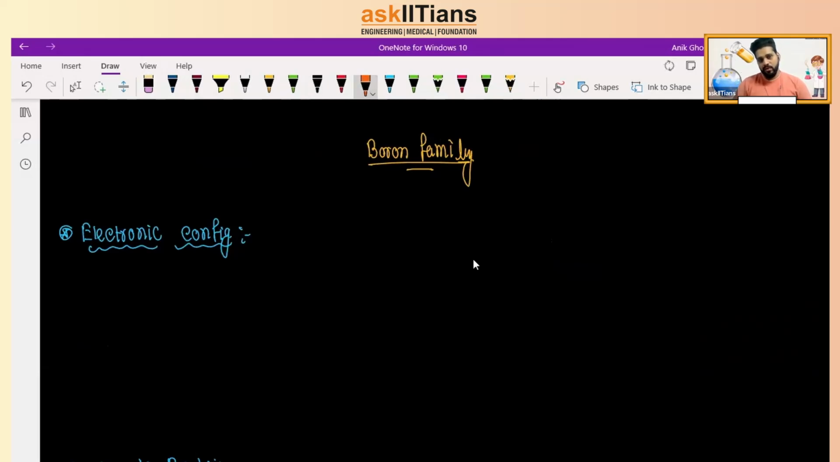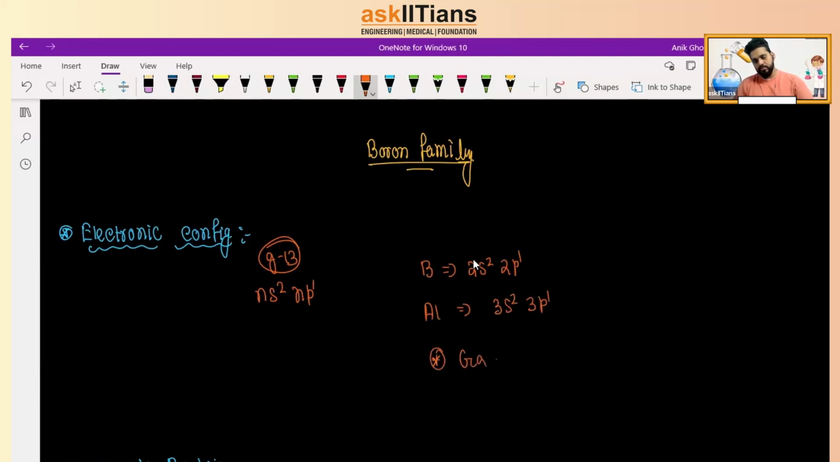It is going to be ns2 np1 for group 13 elements. If I'm talking about the boron family only, group 13 elements, ns2 np1 is the electronic configuration. For boron it is 2s2 2p1, for aluminium it is 3s2 3p1, for gallium it is 4s2 4p1, like that. We just increase it by one shell.